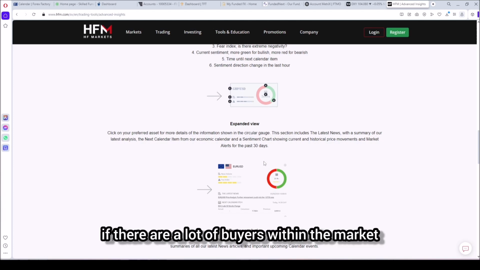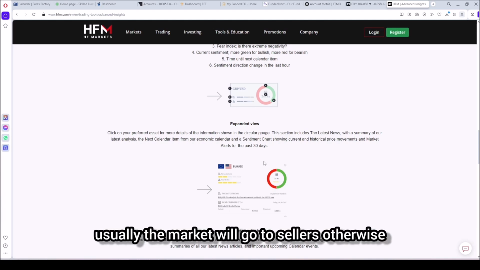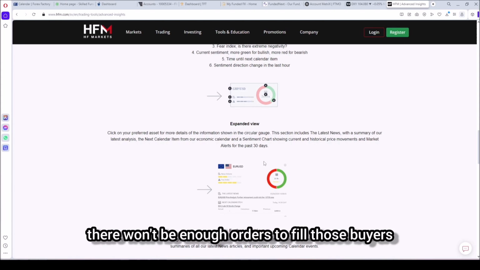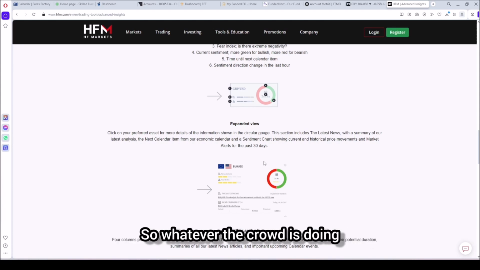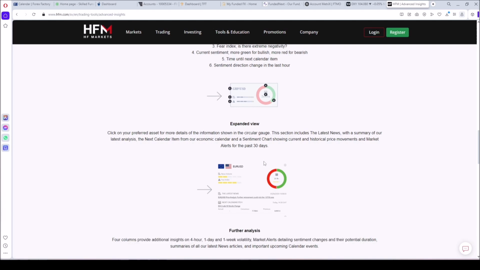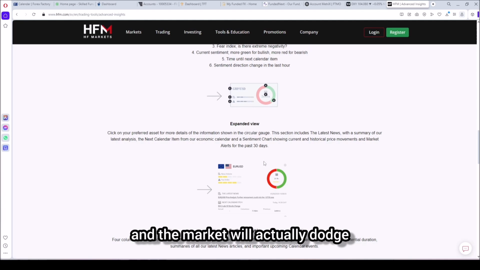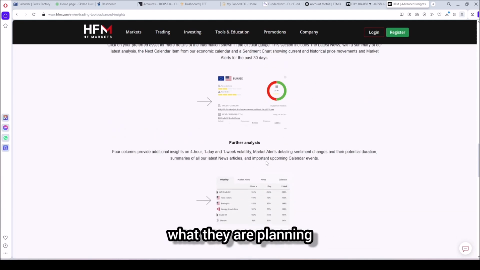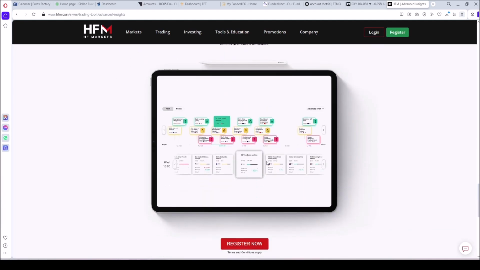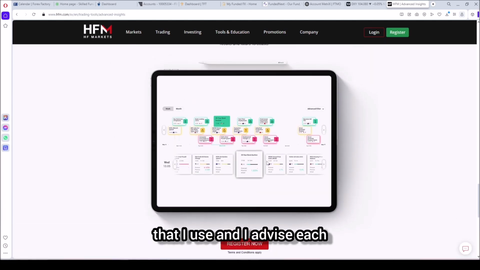If there are a lot of buyers within the market, usually the market will go to sellers. Otherwise, there won't be enough orders to fill those buyers. So whatever the crowd is doing, that is why you'd see the crowd losing. Why? Because they are all doing the same thing, and the market will dodge what they are planning.